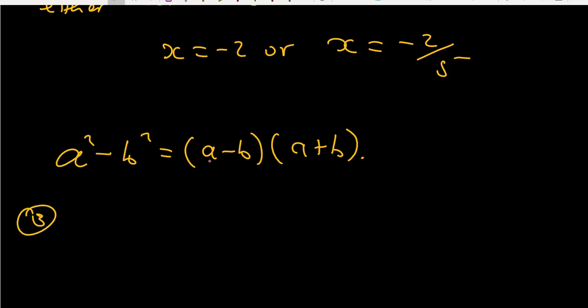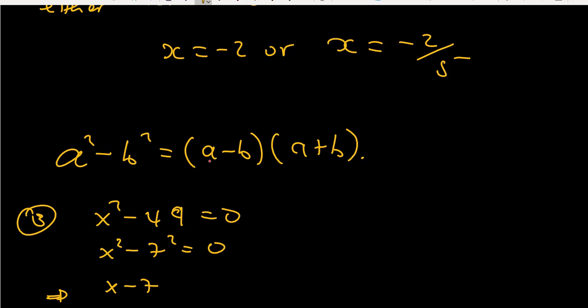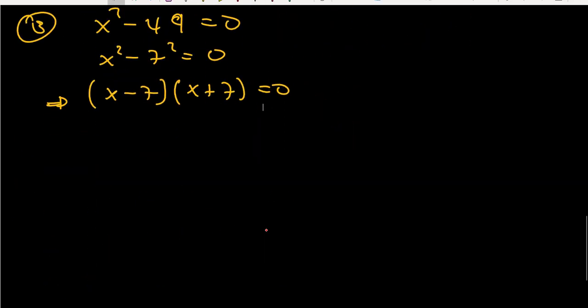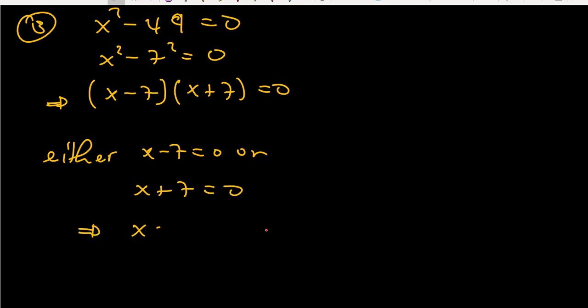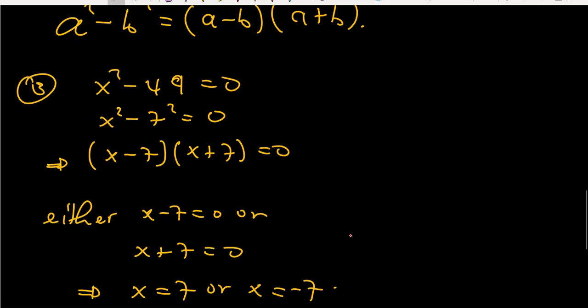So the third, for example, we have x squared minus 49 is equal to 0. 49 is a square number and this is the square of 7. So we have x squared minus 7 squared is equal to 0. So to solve this easily, we apply the difference of two squares. So it's going to be x minus 7 times x plus 7 equal to 0. So we get that either x minus 7 is equal to 0 or x plus 7 is equal to 0. So this means either x is equal to positive 7 or x is equal to negative 7. So that is the case of the difference of two squares.